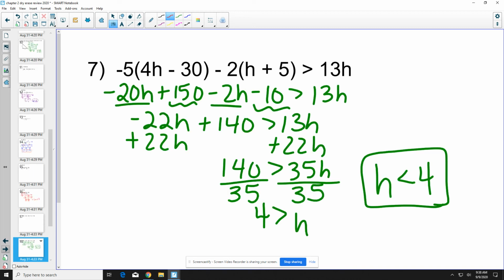All right, let's see how we did. So your first step was to use the distributive property. See if you got negative 20h plus 150 minus 2h minus 10. Then you want to combine like terms to get negative 22h, and 150 and negative 10 make 140. I added 22h to both sides to get my variable on one side, and then divided by 35. But remember, you want your variable to come first, so my answer is not 4 is greater than h, it's h is less than 4. H can be any number less than 4.